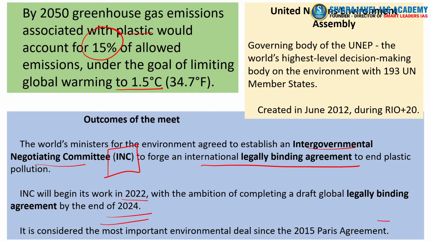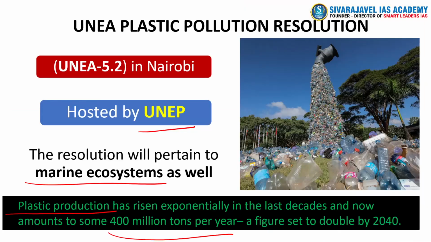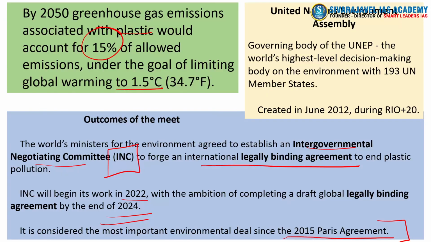And a very, very crucial piece of information is that this resolution is considered to be the most important environmental deal since the 2015 Paris Agreement. So if it is asked, what is the most important environmental deal after the 2015 Paris Agreement? Definitely we will go for the Glasgow Agreement, wouldn't we? But here the answer is this UNEA plastic pollution resolution, which is considered the most important after the 2015 Paris Agreement.